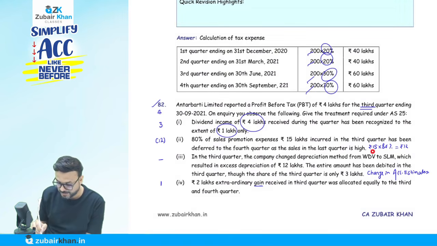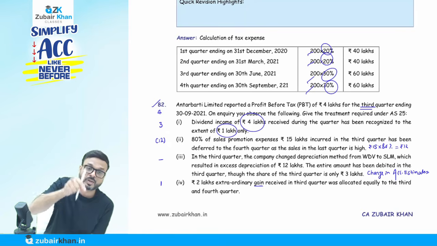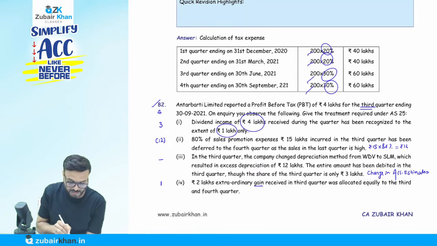If I take the 80% of 15 lakhs, 15 lakhs multiplied by 80%, that comes to 12 lakh. So these 12 lakh of expense were deferred. Still, these 12 lakh also we have to recognize in the third quarter. Then our profit will go down. So that's why it's a negative figure. Okay, expense, negative figure 12 lakhs.